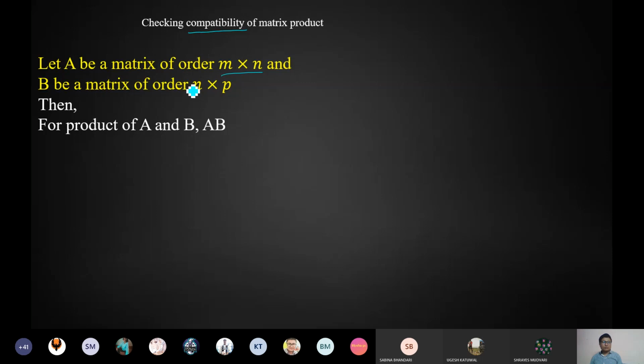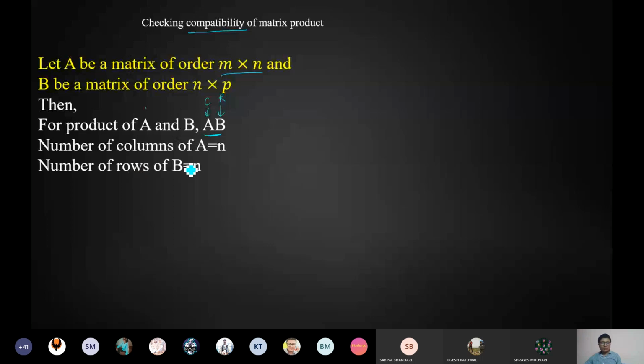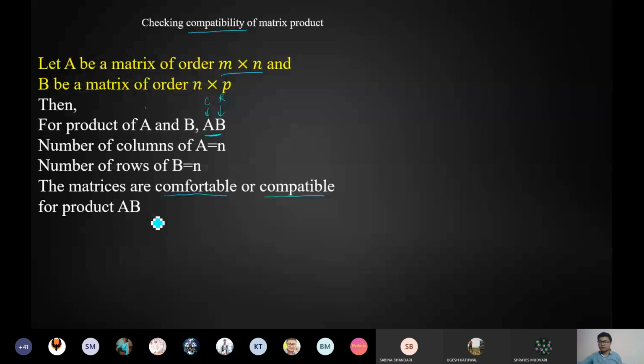Then for the product of A and B, that is AB, see here I'm discussing AB, not BA. Be careful here. For AB the first matrix is A and the second matrix is B. In BA, the first matrix is B and the second matrix is A. Number of columns, see, I'm going to check the condition of these matrices. Number of columns of A is equal to n. Number of rows of B is equal to n. They are equal. The matrices are compatible for product AB. Just write it up to here. Just read first.